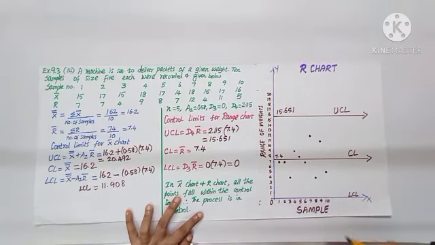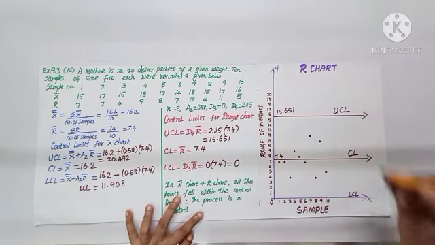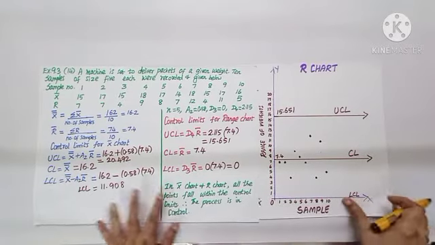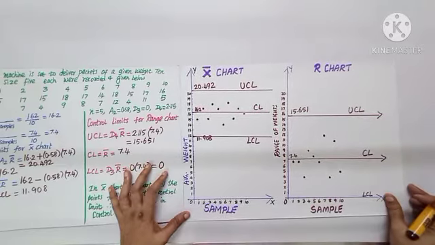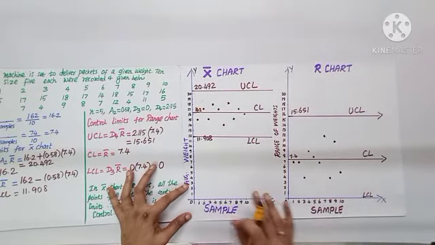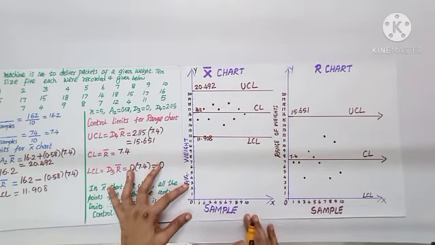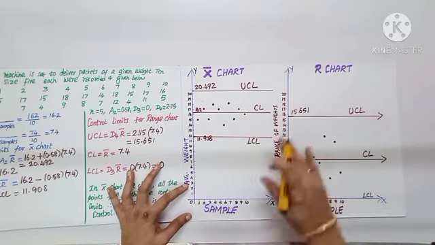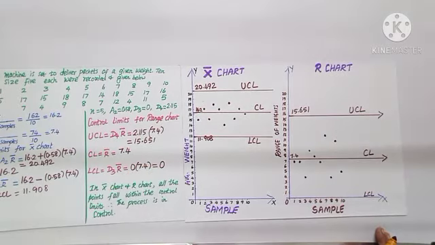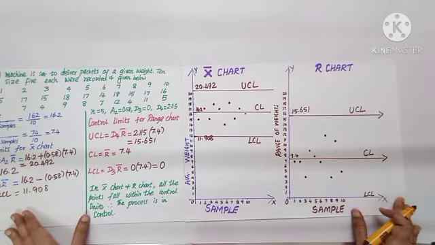As we have plotted the points, we can check the points are between LCL and UCL. So, as we compare both the charts, we can decide all the points given are in between LCL and UCL in both the charts. So, we can conclude the process is in control.